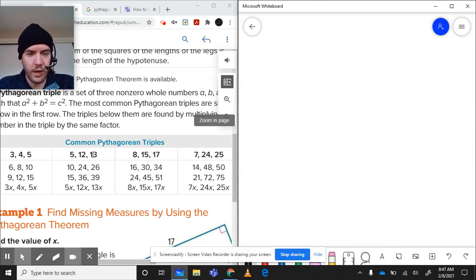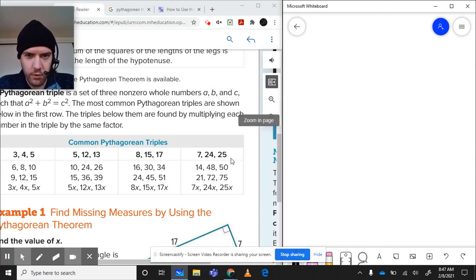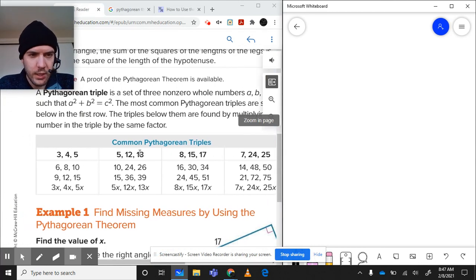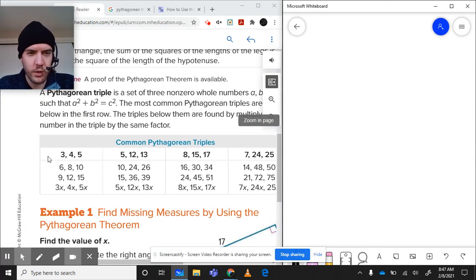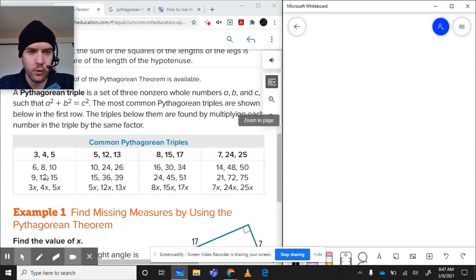It also works if you have 5, 12, 13. So 5, 12, and 13 work. 8, 15, 17 works. 7, 24, and 25 work. These are just common Pythagorean triples. These ones I don't have memorized. They are common ones, and it wouldn't hurt for me to have these committed to memory a little better. This is the one that you really should know, that 3, 4, 5, and every multiple of 3, 4, 5 is a Pythagorean triple.